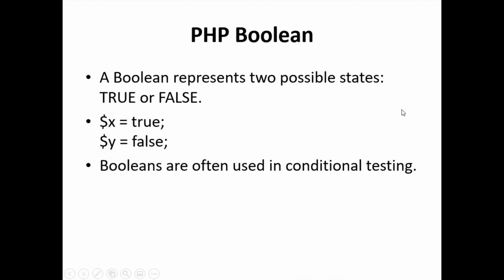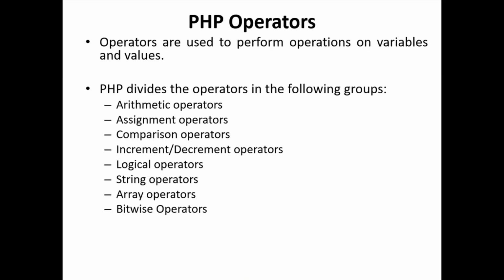Then PHP Boolean. We have another data type, Boolean. A Boolean represents two possible states, true or false. So the syntax is a variable name equals true or the variable name equals false. Booleans are often used in conditional testing. So we use a Boolean data type when we are performing some conditional checking, where the result will be in the true state or the false state.